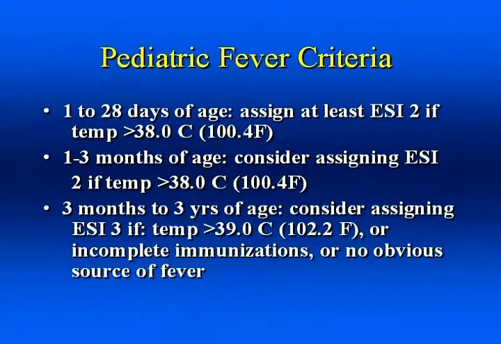For the infant 1 to 3 months, the triage nurse should also consider assigning the baby to ESI Level 2 if their temperature is 38 degrees centigrade or 100.4 degrees Fahrenheit. For the 3-month to 36-month-old child with a temperature above 39 degrees centigrade or 102.2 Fahrenheit, the triage nurse should consider assigning to ESI Level 3 if, in addition to fever, their immunization history is incomplete or they have no obvious source of a fever.